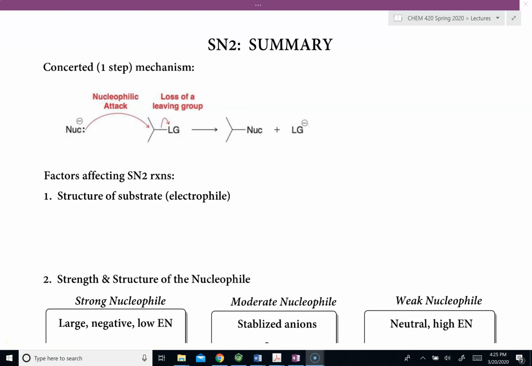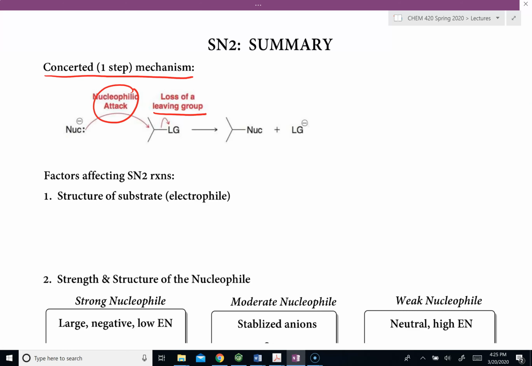This video is a summary of SN2 reaction. So first, SN2 reaction is a type of substitution reaction in which the mechanism is a concerted mechanism, meaning that the nucleophile attack and the loss of the leaving group step happen simultaneously. So here in this case, we have the nucleophile attack, and here is the loss of the leaving group. Both of these steps happen simultaneously.